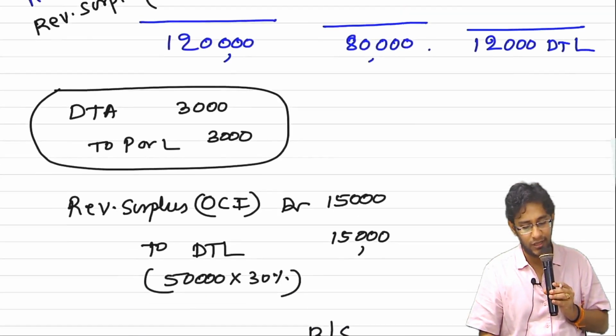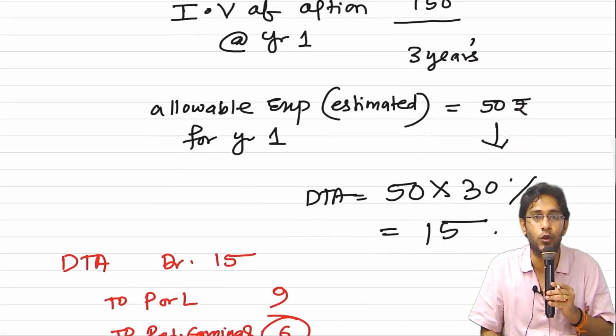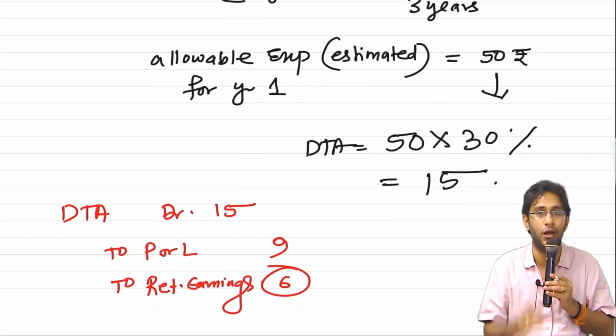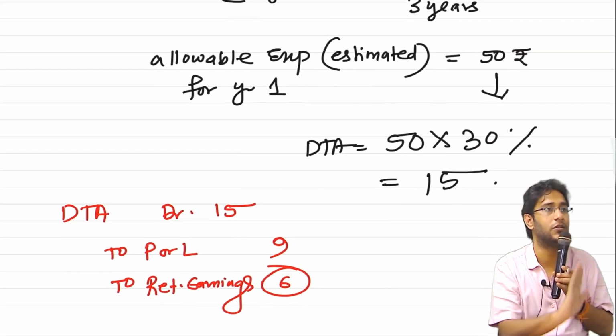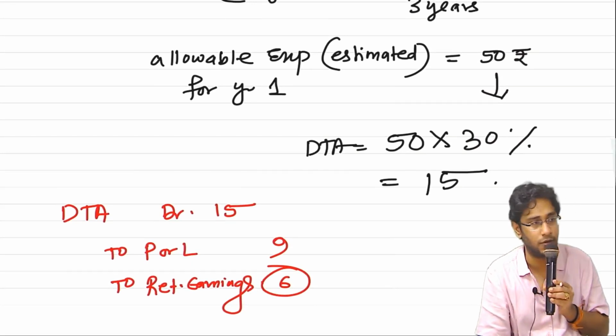Earlier we have seen DTA created via PRL. We have seen DTL created via revaluation surplus. Now we are seeing DTA and DTL created via retained earnings. Other equity also it can be coming. It can be coming anywhere depending on what is the reason for the DTA or DTL.